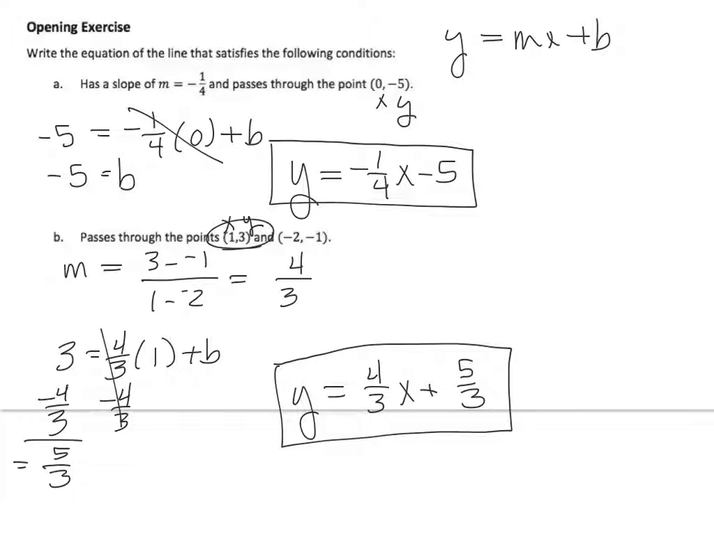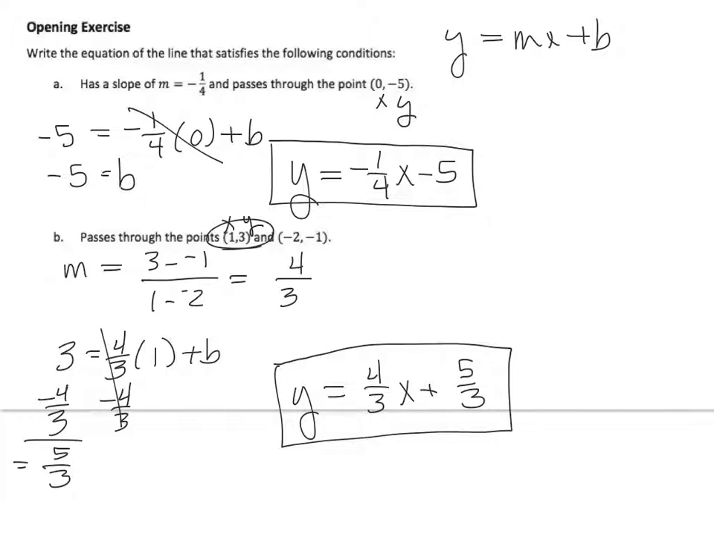Next one, we don't know slope, but we have 2 points, and we can always calculate slope given 2 points. So change in y over change in x gives me a slope of 4/3. Then I just grabbed one of these points and used the slope-intercept form again, x, y. So y equals mx plus b. Solve for b. I got b equals 5/3.